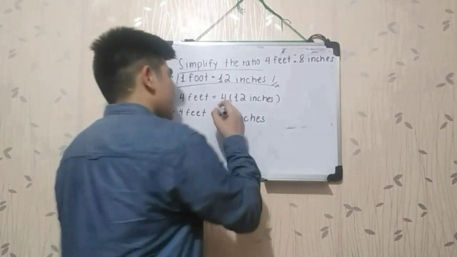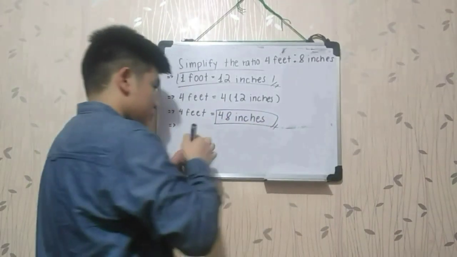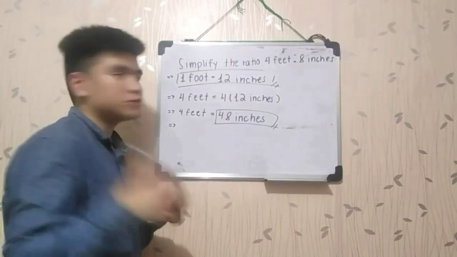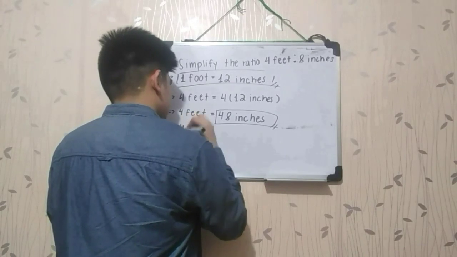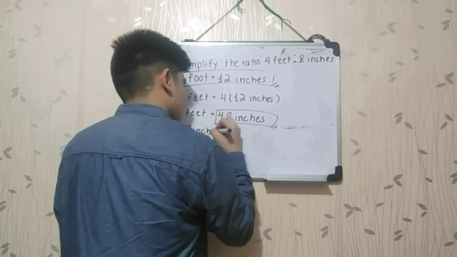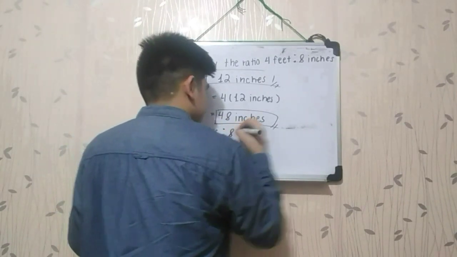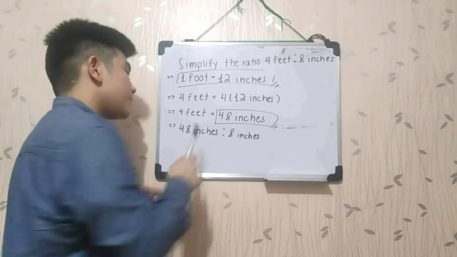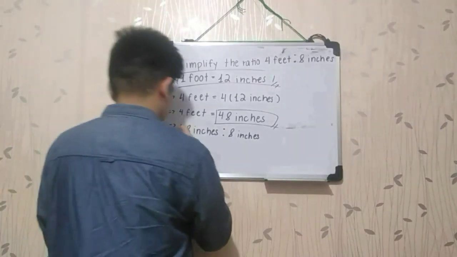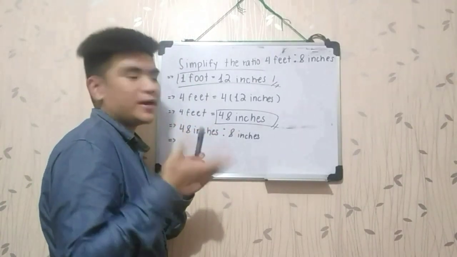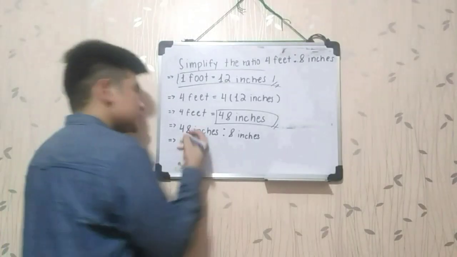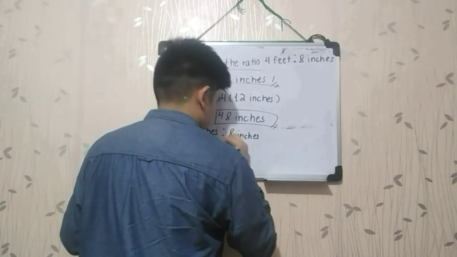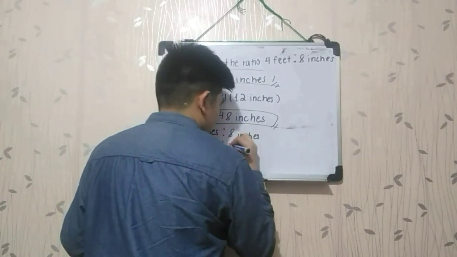Now that we have found the conversion of 4 feet to inches, we must apply this again to the earlier ratio. So 48 inches is to 8 inches. We can simplify this further by dividing both sides by 8, since they are both divisible by 8. Now 48 divided by 8 is 6 inches. And 8 divided by 8 is 1, so it is only 1 inch.